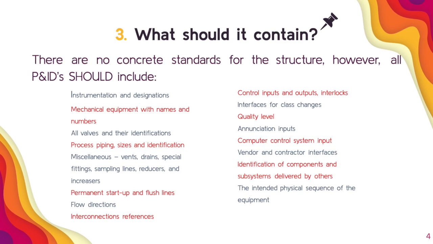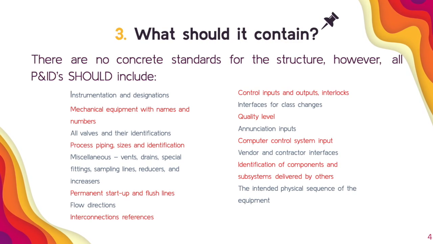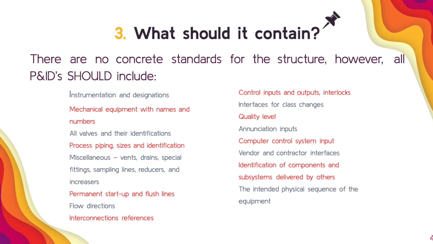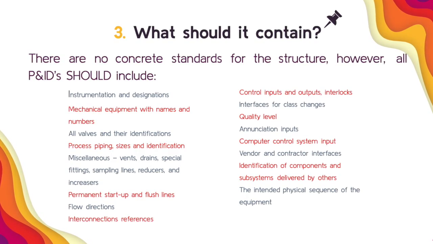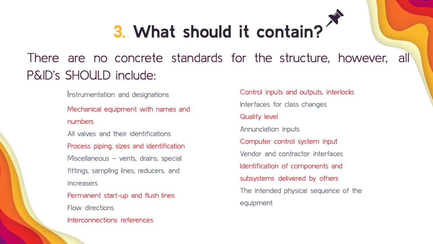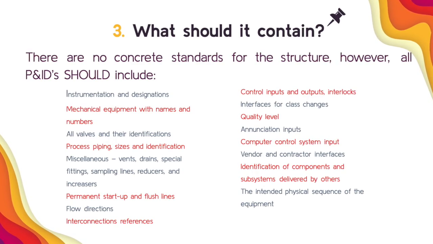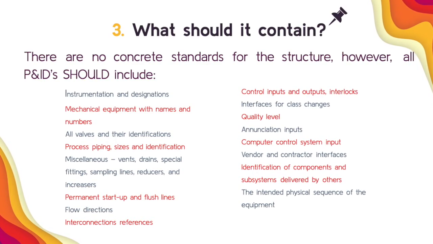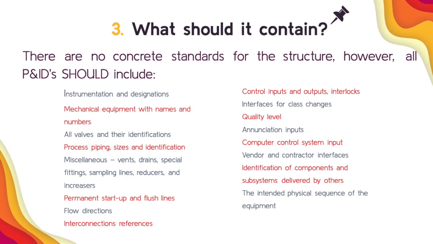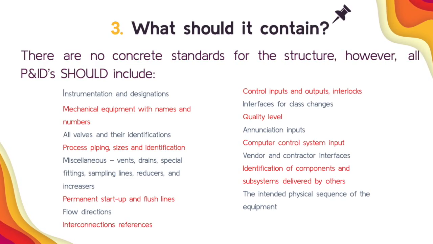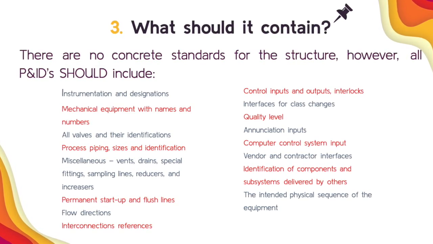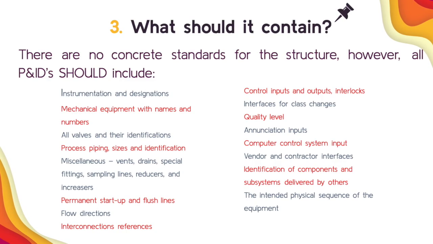Although there are no specific guidelines that determine what a P&ID should contain, all of them must include what's listed here. Among the principal things that should be present, we can find all mechanical equipment with its name and number, piping sizes and identification, all valves and their identifications, and flow directions, among others.